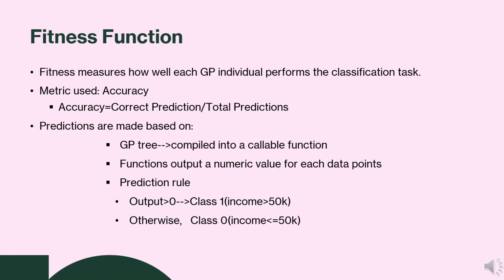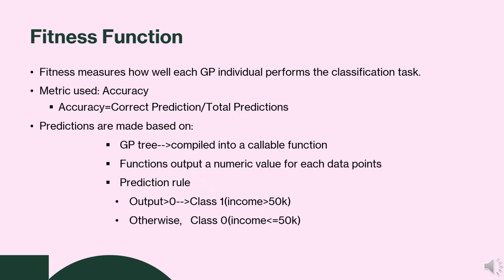In this part, I will explain how we evaluated each genetic programming individual. The fitness function helps us measure how well each GP individual performs the classification task. In our project, we used accuracy as the fitness metric, which simply tells us how many predictions were correct out of the total predictions made.